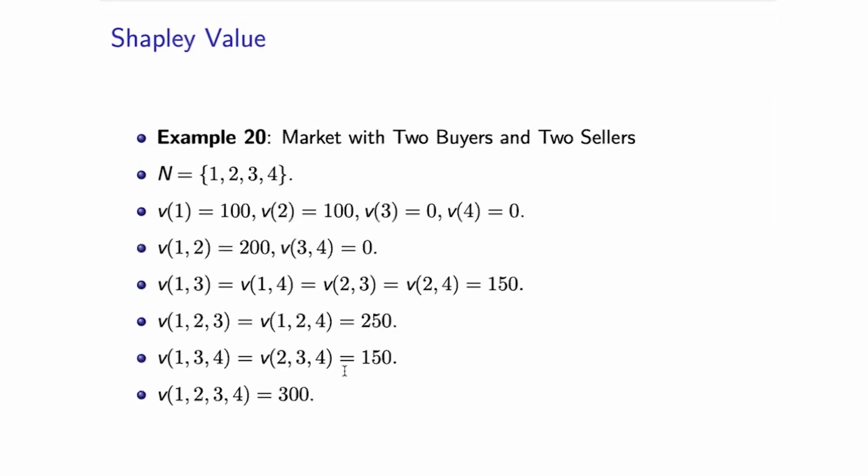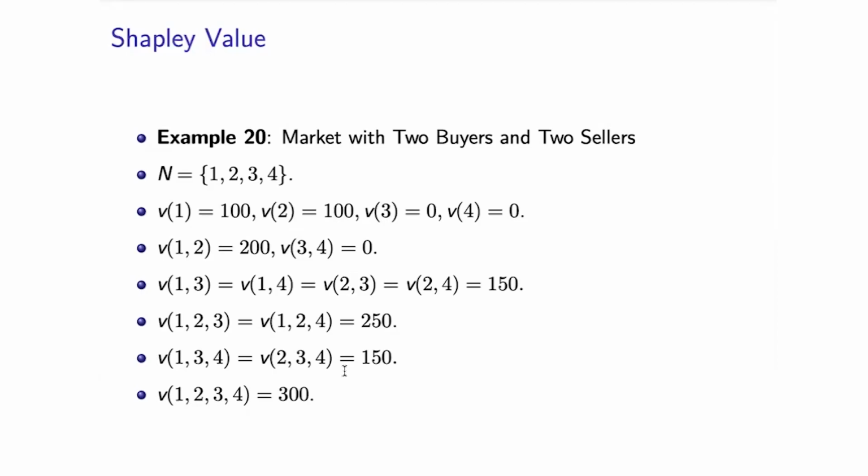So therefore, it has 4 players, 1, 2, 3, 4. So basically 1 and 2 are the sellers, and 3 and 4 are the buyers, right? So this is a generalization of this previous example that we had considered, where you had actually 2 sellers and 1 buyer. Okay, so v1 equal to 100, v2 equal to 100. So as before, they initially had some good which was worth 100 each to them, and you have these 2 buyers who have nothing to begin with.